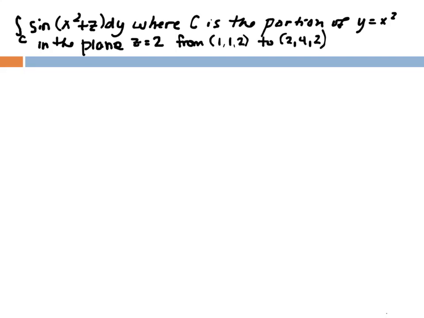So z obviously is not changing because we're in the plane z equals 2. So in a very real sense, the values that are actually changing are that we're going from 1, 1 in terms of x, y, because we're staying in the stationary plane, to 2, 4 in x, y.